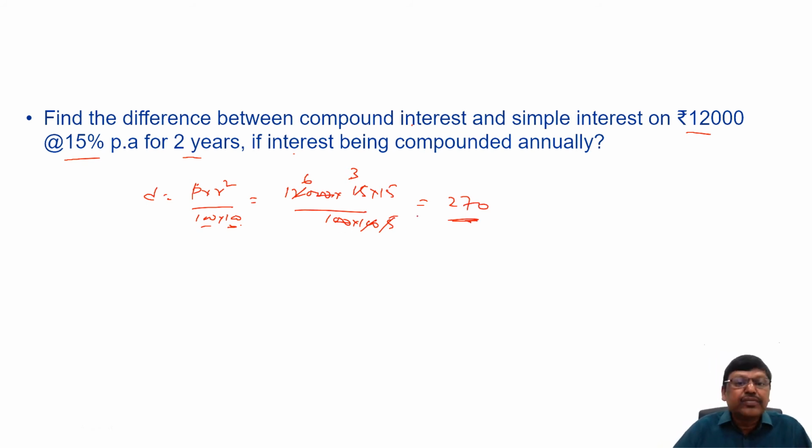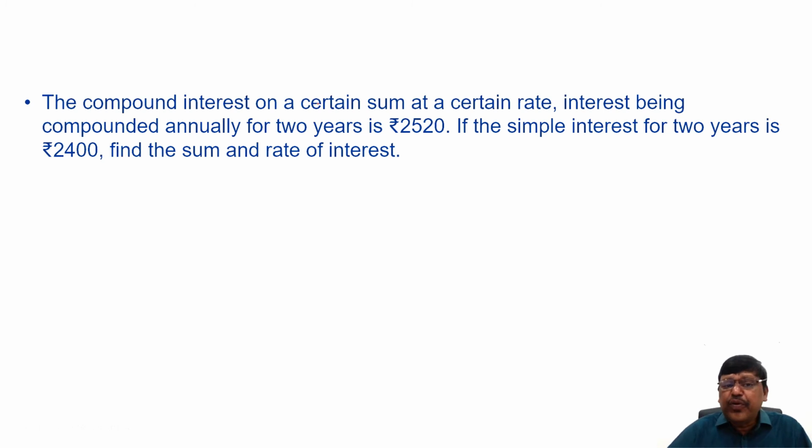Right? Let's take up one more. The compound interest on a certain sum at a certain rate, interest being compounded annually for 2 years is rupees 2,520. If the simple interest for 2 years is 2,400, find the sum and rate of interest. Here we cannot directly apply the formula. That is the reason I am explaining the basic concept.